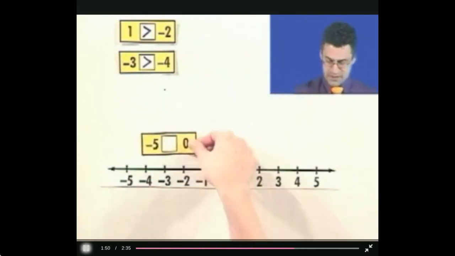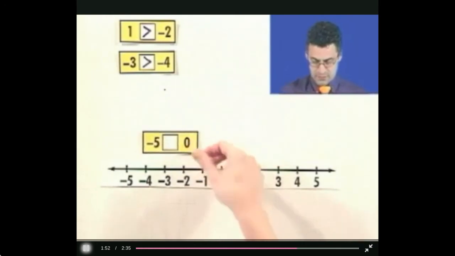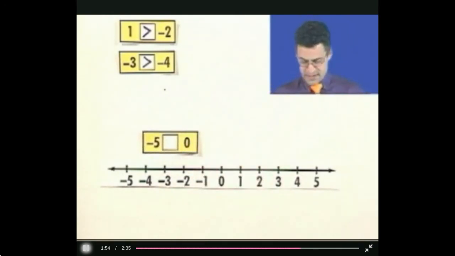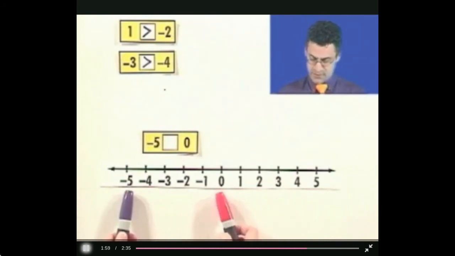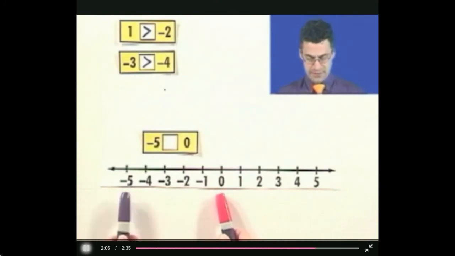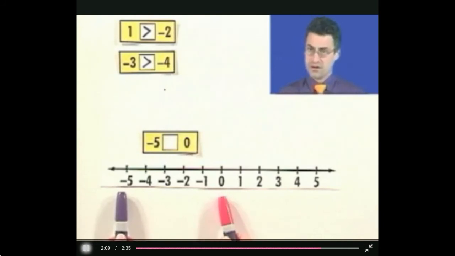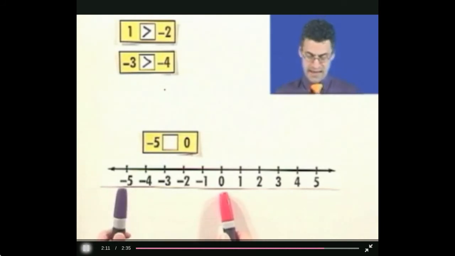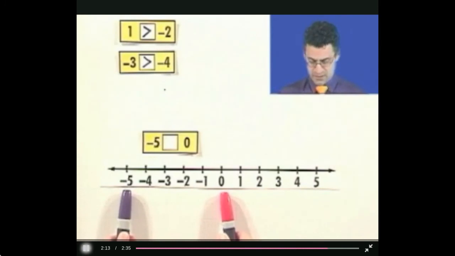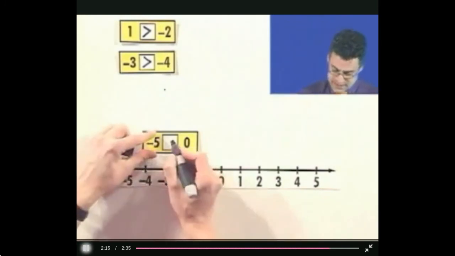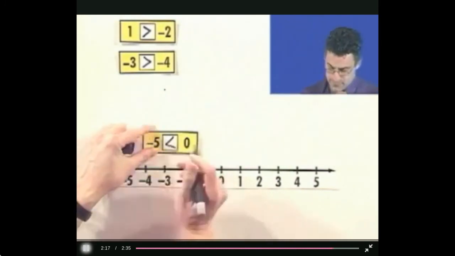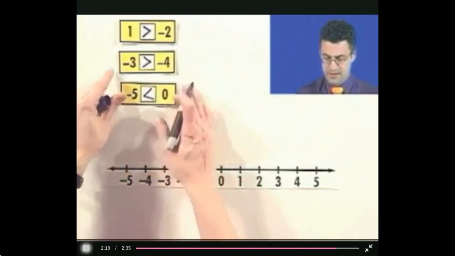Let's compare -5 with 0. Well, let's see. Here's -5 way off here on the left. Here is 0 right here. And so which one is the bigger one? Well, 0 is bigger. -5 is to the left, and so it's smaller. So -5 is smaller than 0, or we say in math terms, -5 is less than 0. And we denote that with the less than symbol, which looks like that. So we see -5 is less than 0.